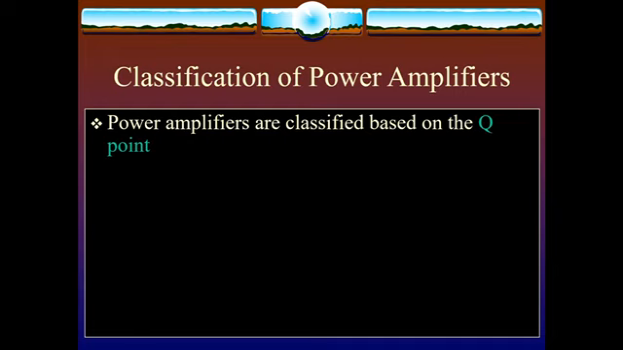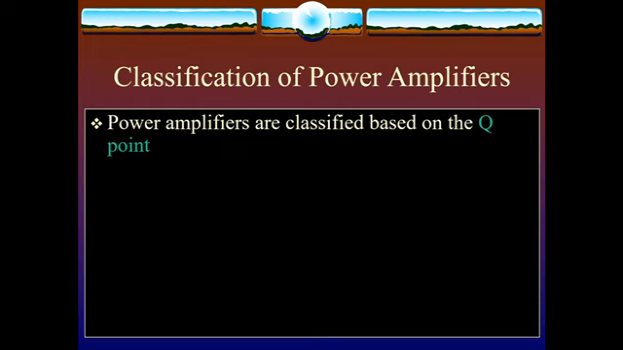Next is the efficiency. It is the ratio of output power to the input power, that is, how efficiently the amplifier converts the DC power into useful AC output power. Next factor is fidelity. Fidelity means the ability of an amplifier to reproduce the input signal without any distortion.